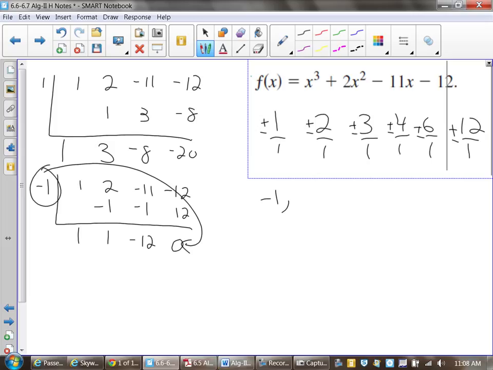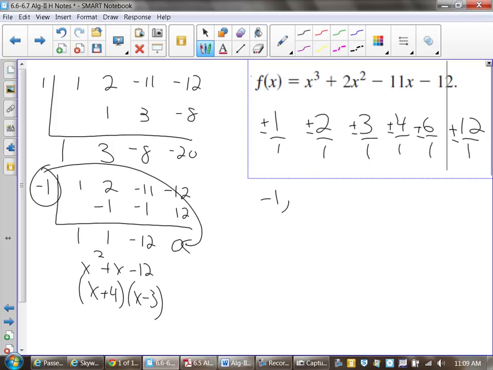Now, when you synthetically divide, remember, what happens to your degree here? What is your new degree? It's x squared plus x minus 12. Can you factor that? Yeah. What is it? Good. x plus 4, x minus 3, and what are your other zeros?